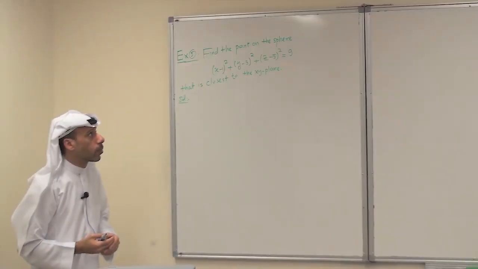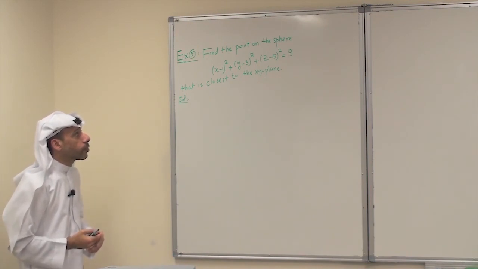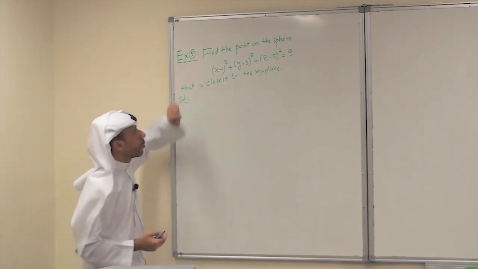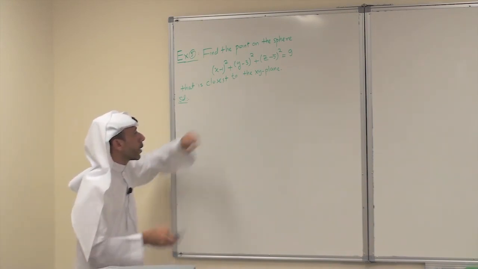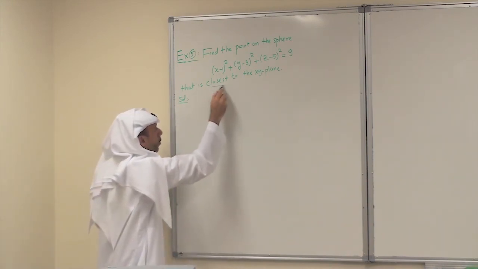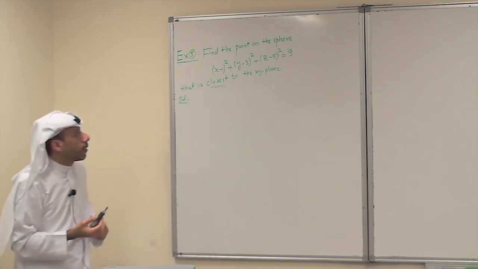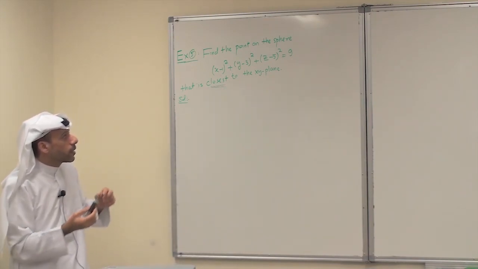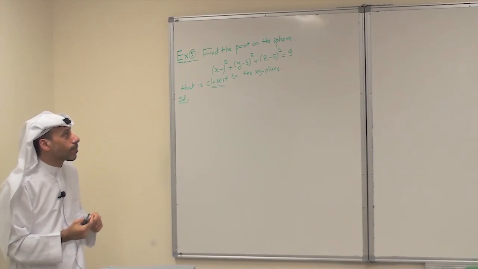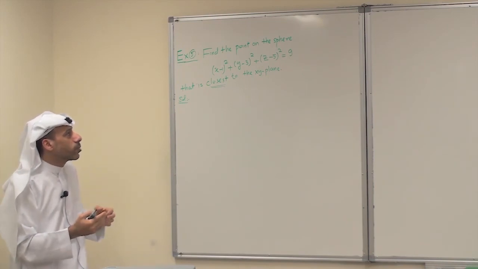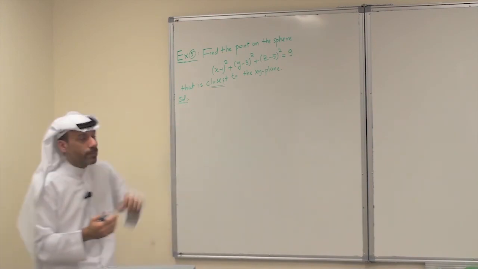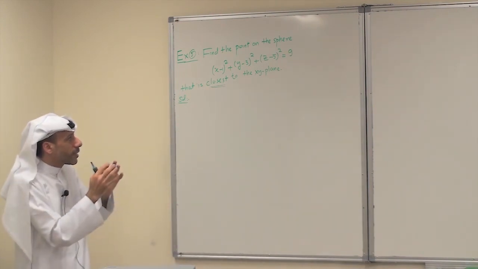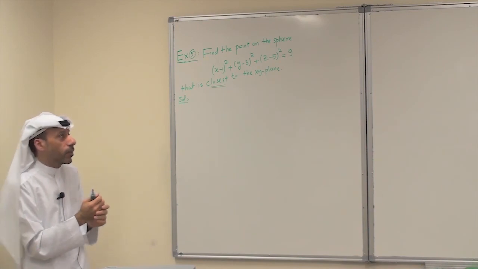Let's consider the following problem. Find the point in the sphere with the given equation that is the closest to the xy plane. So how to find the point in this sphere closest to the xy plane? Here it is better to just sketch the sphere in space to see the closest point geometrically if possible.